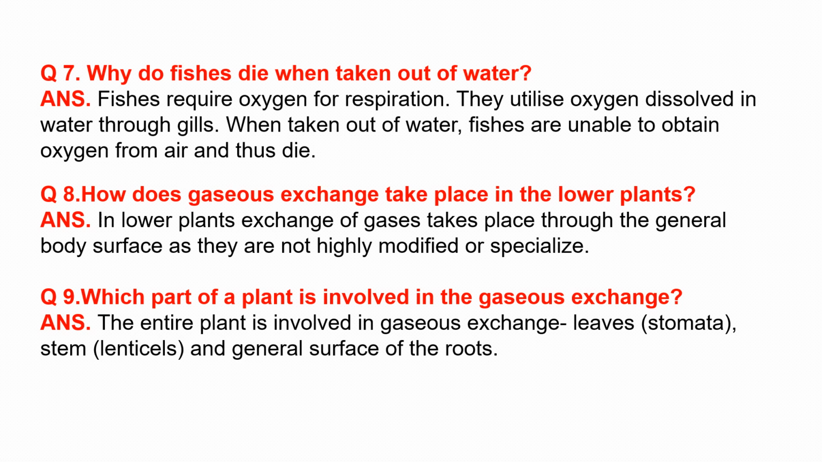Next question, student, why do fishes die when taken out of water? So the answer is, student, fishes require oxygen for respiration and they utilize oxygen dissolved in water through gills. The gills are the respiratory organs of the fishes. Gills do not know how to take oxygen from the air present in the atmosphere. So when taken out of water, as gills are not modified to take oxygen from the air, fishes are unable to obtain oxygen and thus die. So why do fishes die? Because when they are taken out from water, gills are not able to obtain oxygen from air and thus ultimately they die.